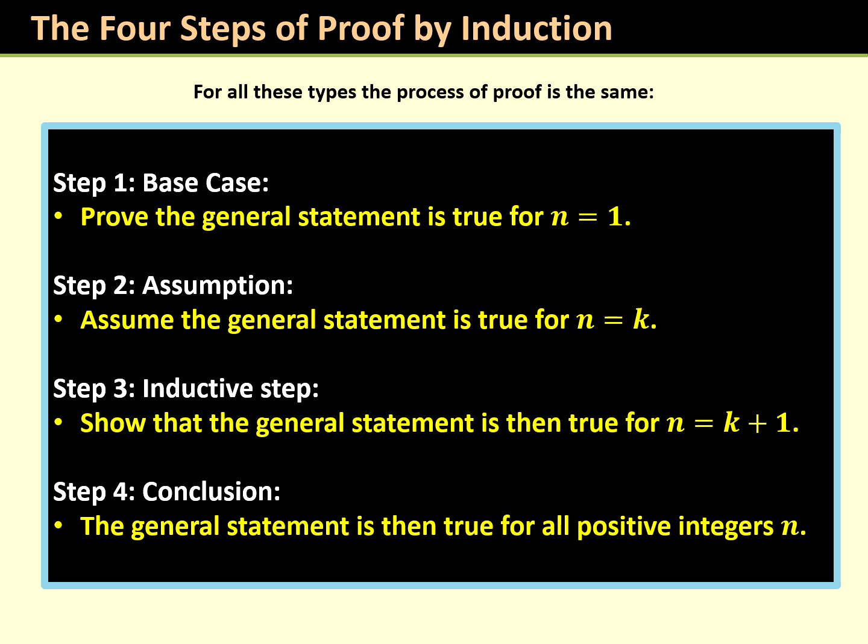There are 4 steps. Step 1 is the base case, where we prove the general statement is true for n equals 1. Step 2 is called the assumption, where we assume that the general statement is true for n equals k. Step 3, which is the one where we actually have to do some work, is called the inductive step, and we show that the general statement is then true for n equals k plus 1. And as a result of doing all that, we can conclude in our 4th step that the general statement is then true for all positive integers n. It's a bit like having a series of dominoes, where if you topple the first one, the n equals 1, then the rest will follow.